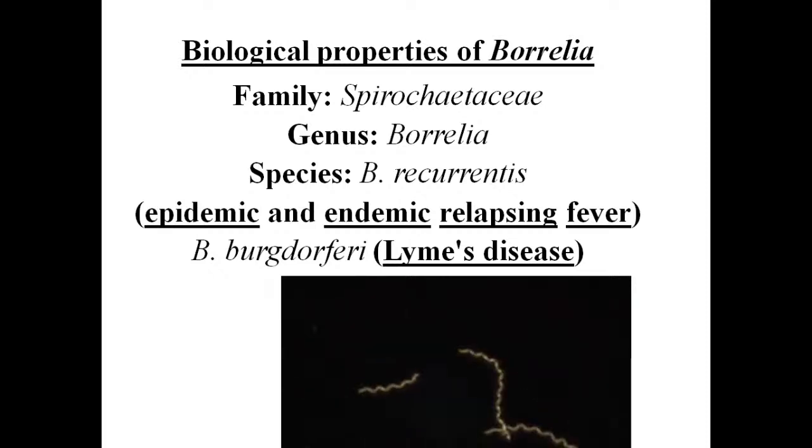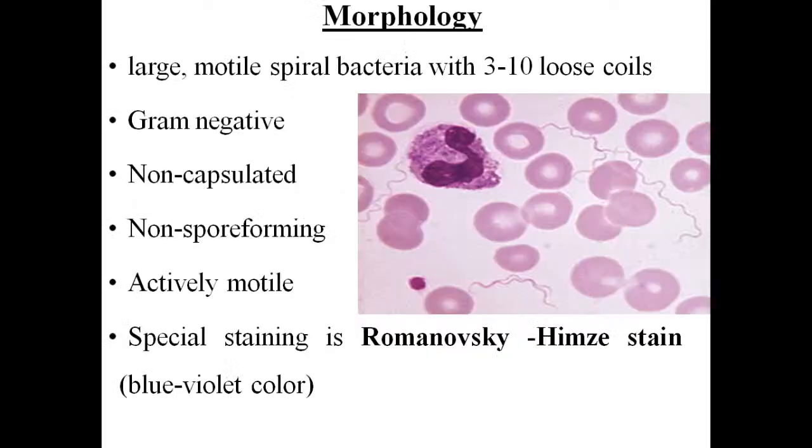Genus is Borrelia, and there are two species that are clinically important. The first one is Borrelia recurrentis, that causes epidemic and endemic relapsing fever, and Borrelia burgdorferi, that causes Lyme disease. Morphology. Borrelia are called Borrelia because this bacteria was discovered by Borrell.